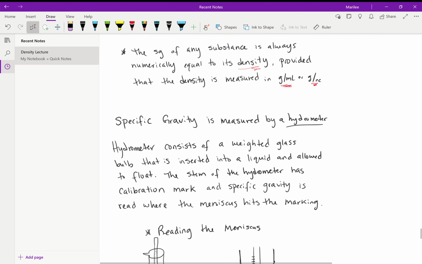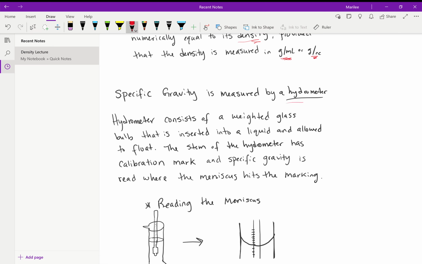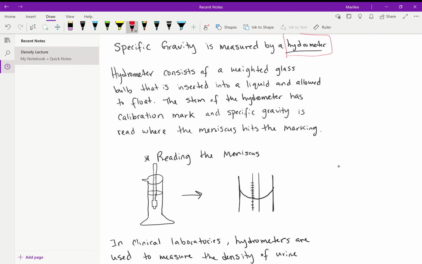We measure specific gravity using a hydrometer. A hydrometer consists of a weighted glass bulb, which is here. That's a glass bulb that is inserted into a liquid and allowed to float. The stem of the hydrometer has a calibration mark, which are the marks here. And specific gravity is read where the meniscus hits the marking. So this image here is zoomed in of this section.